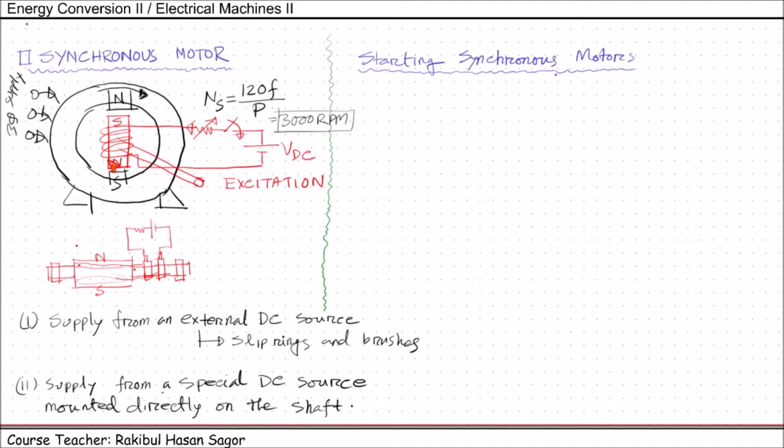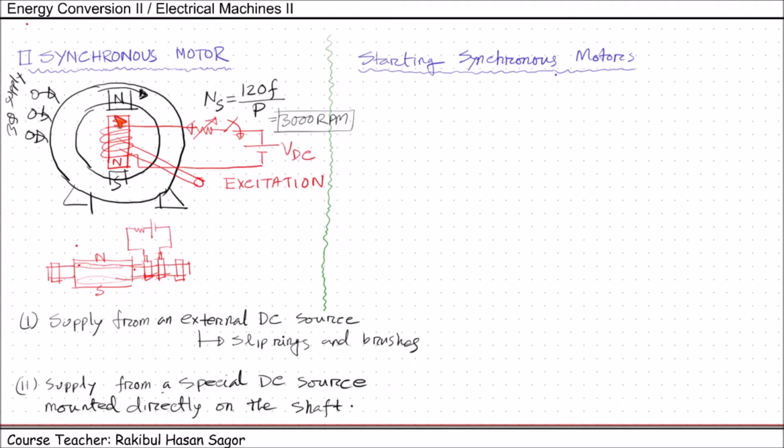At the moment of starting, suppose the north pole is here and the south pole of the rotor is here. So this rotating magnetic field will try to start the rotor in the clockwise direction. However, this rotor has very high inertia.